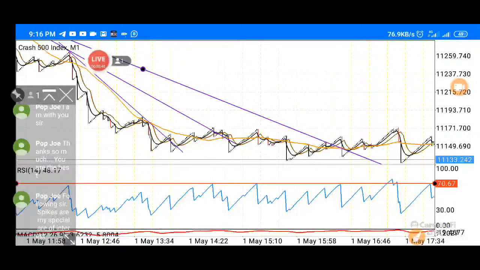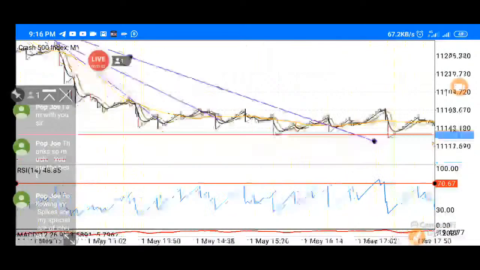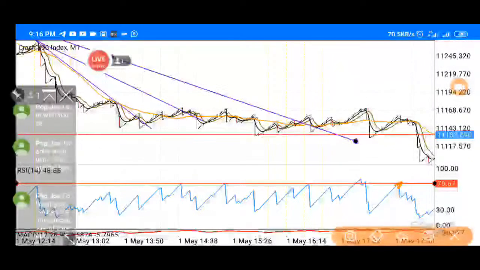So see, let's assume you've drawn it from here, so you would have caught this spike, this one over here. Let's see another one. You would have caught this one also. You would have caught this one also. Let's see if you can still catch more. You would have caught this one also.